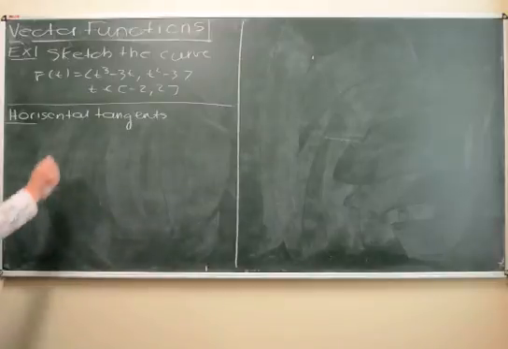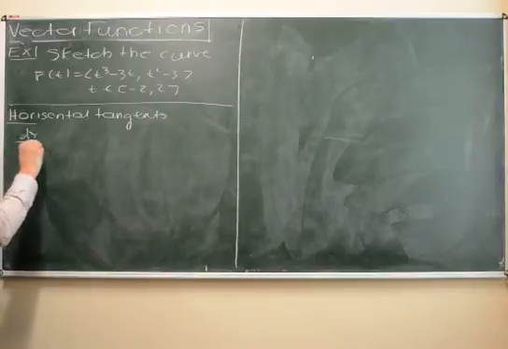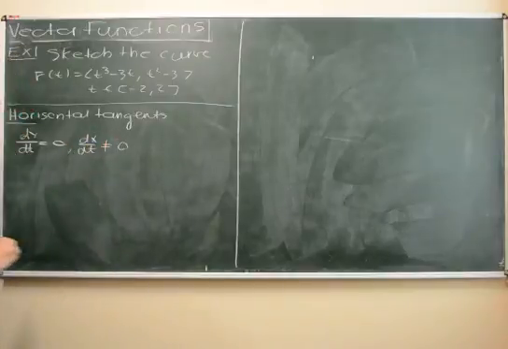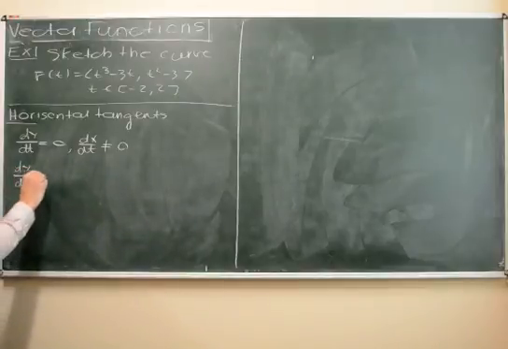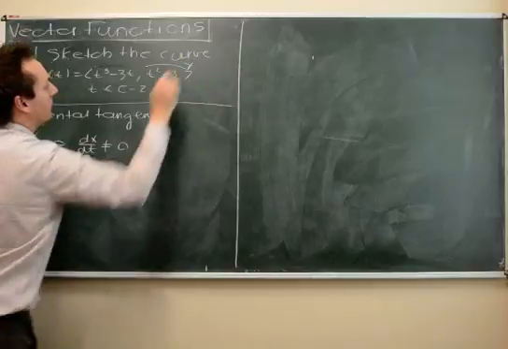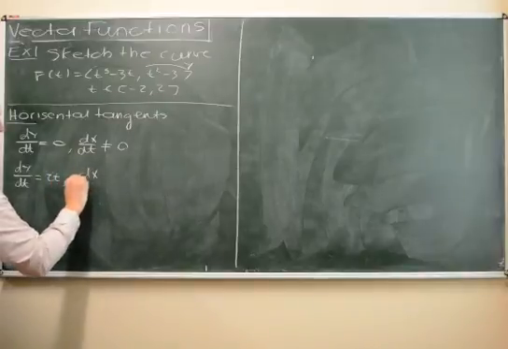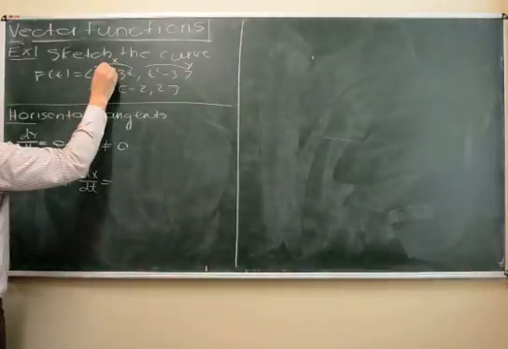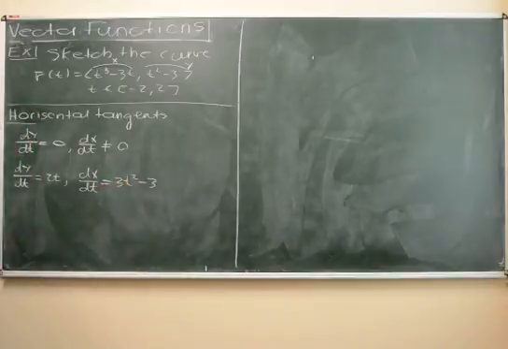Now remember, for a horizontal tangent, we want dy/dt equal to 0 and dx/dt not equal to 0. So let's see. For dy/dt, we differentiate the y component. That's going to give us 2t. And for dx/dt, we differentiate the x component, and that's going to give us 3t squared minus 3.